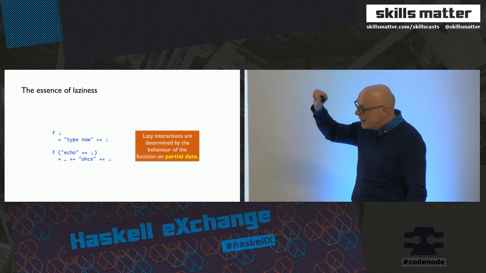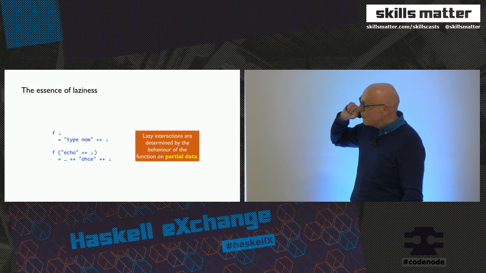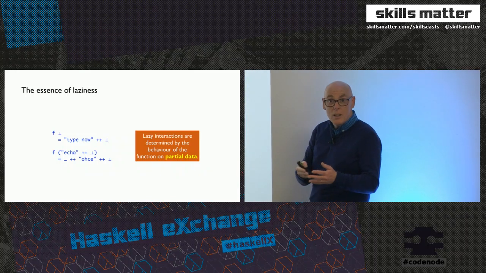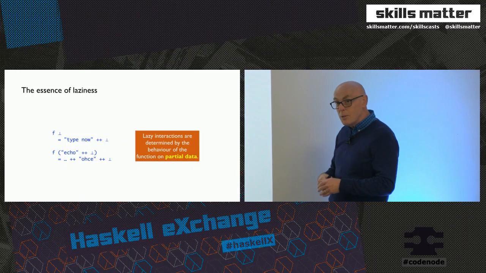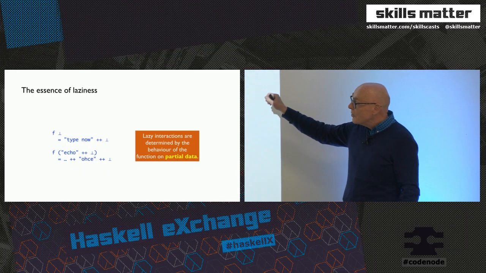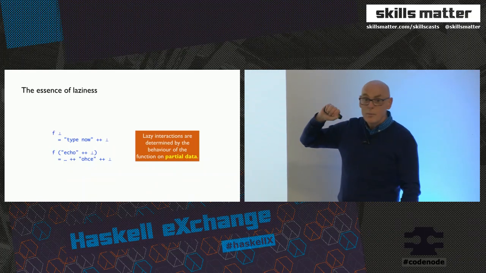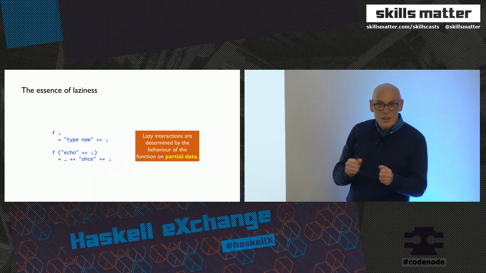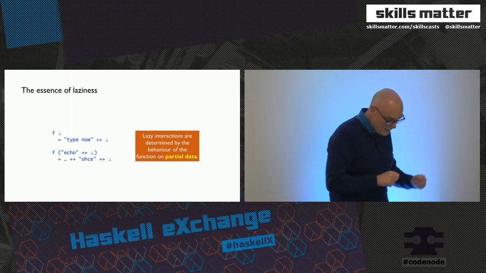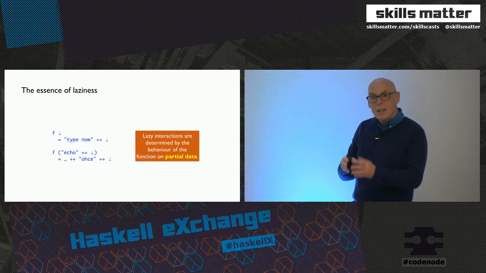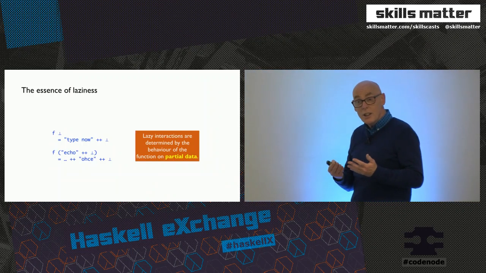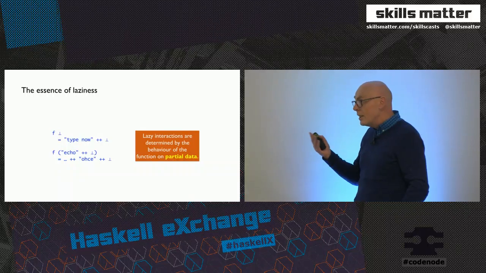We're deciding how the program, from all the input to all the output, works as an interaction by looking at what the function does on partial data. So it's a perfect example of how laziness is key. It makes no sense to think of that input-output function as being strict. It is essentially lazy if we're going to play this game.